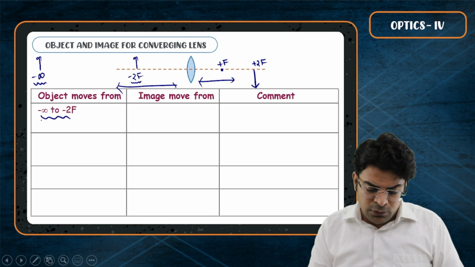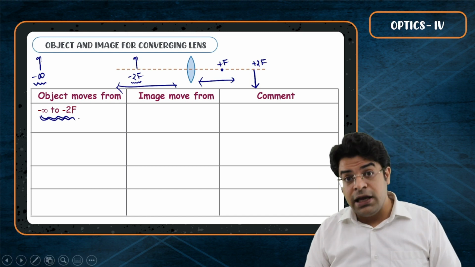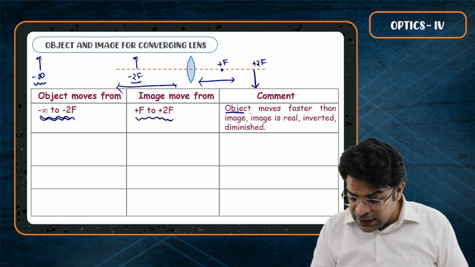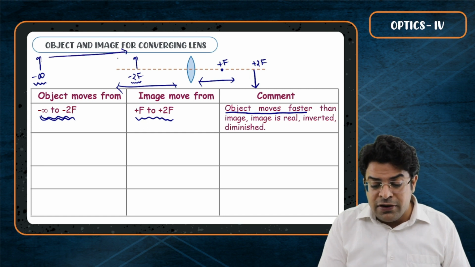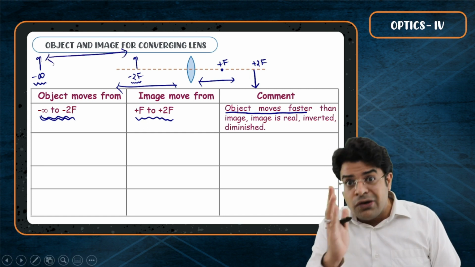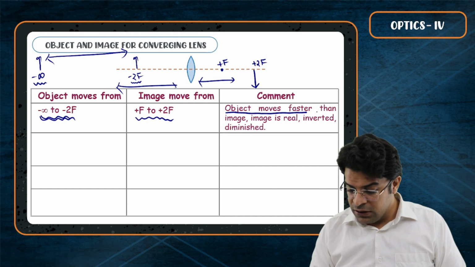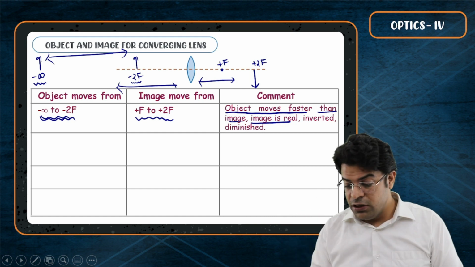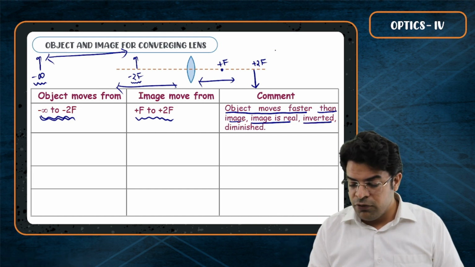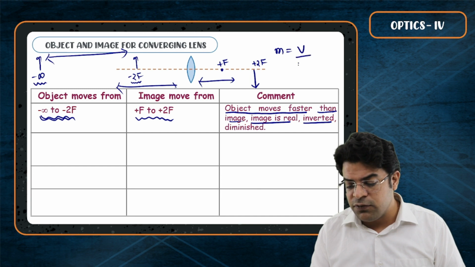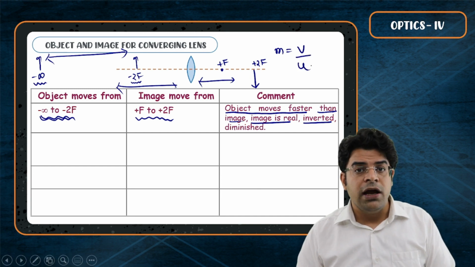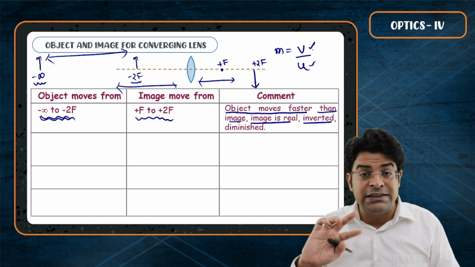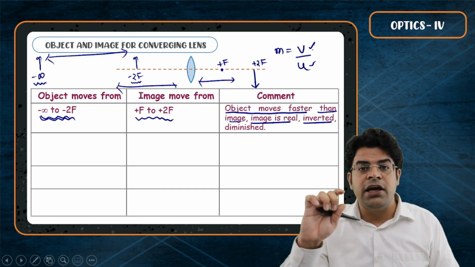So as the object moves from minus infinity to minus 2f, the image moves from plus f to plus 2f. We can say that the object moves faster because the object travels a greater distance from minus infinity to minus 2f. So the object travels faster than the image. The image is real because the rays are actually intersecting. The image is inverted. Sir, how do you know? From the magnification formula of lens. The magnification formula for lens gives you v by u. If the object and image are on different sides of the lens, then u and v will have different signs, so the magnification will be negative, so the image has to be inverted.